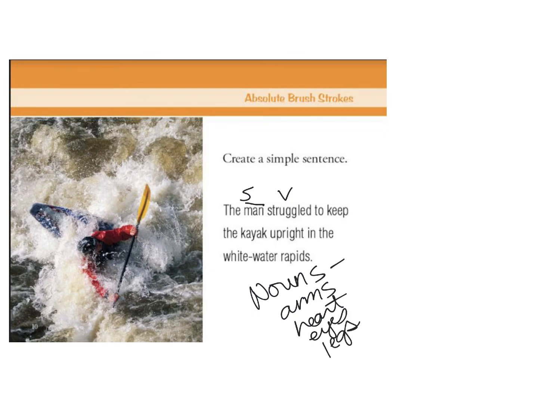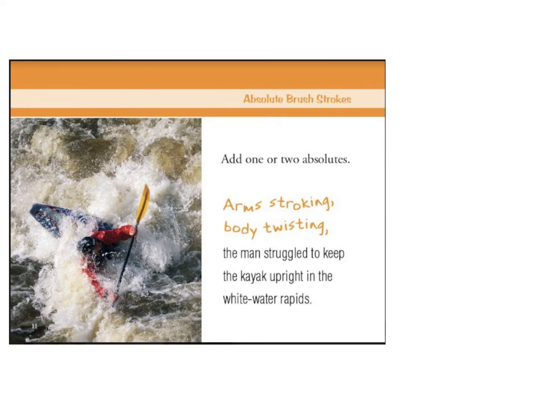Because we're writing about the man, we don't want to talk about the water. So we're not going to say water splashing, the man struggled to keep the kayak. We're talking about the man. So we're adding imagery about the man, right? So the way the writer of this book does it is they say arms stroking, body twisting, the man struggled to keep the kayak upright in the whitewater rapids.